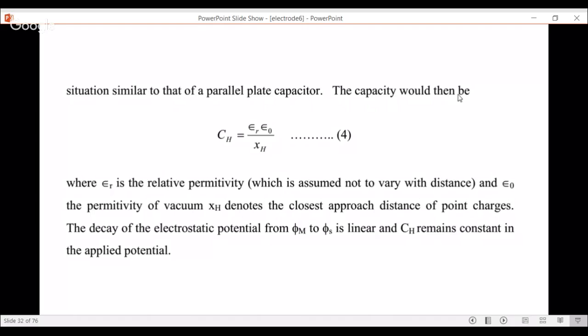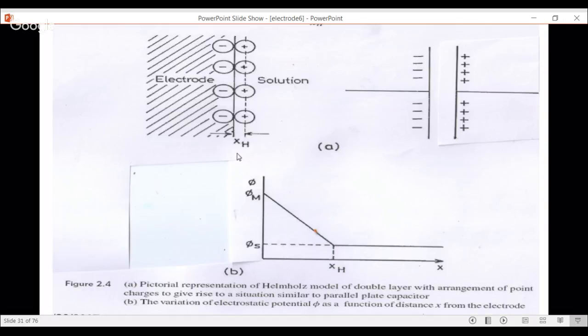So the capacity can be written as C, the Helmholtz capacitor, given by epsilon r epsilon 0 by chi h, where epsilon r is the relative permittivity which is assumed not to vary with distance. Epsilon 0 is the permittivity in vacuum. Chi h denotes the closest approach distance of the point charges. For example, here or here.